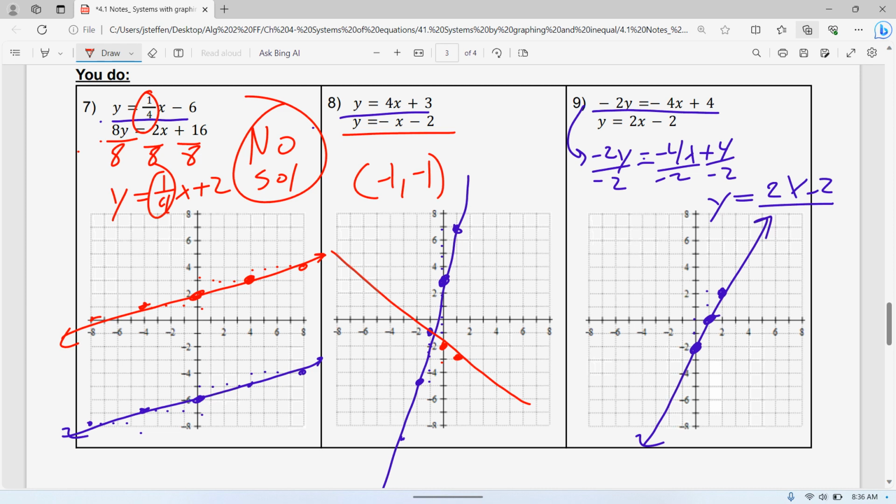Number 8 has one solution. It intersects once. That solution is -1, -1. Number 9, I did not finish this one because I want to make sure you see this. I solved this first one and got 2x minus 2, so I graphed that one. And now when you graph this one, my y-intercept is 2. My slope is up 2 over 1. You end up with the same line.